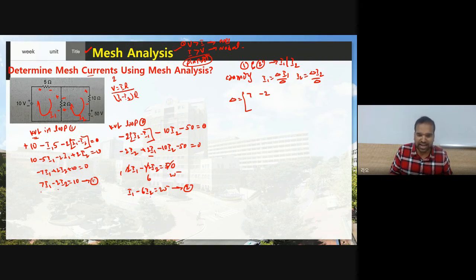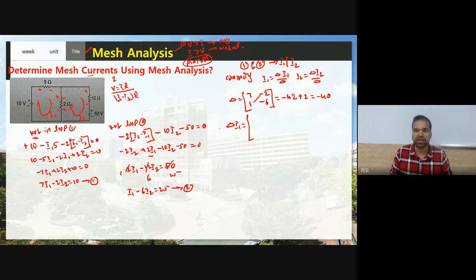Now I1 and I2 from equation 2. What is the I1 coefficient? 1, and the I2 coefficient is minus 6. That's it. Now you need to find the determinant of delta. So 7 into 6 is 42; when you multiply this one, you will get minus 42. Therefore 1 into minus 2 is minus 2, and minus minus will become plus 2. Therefore you will get minus 40. This is the determinant of delta.